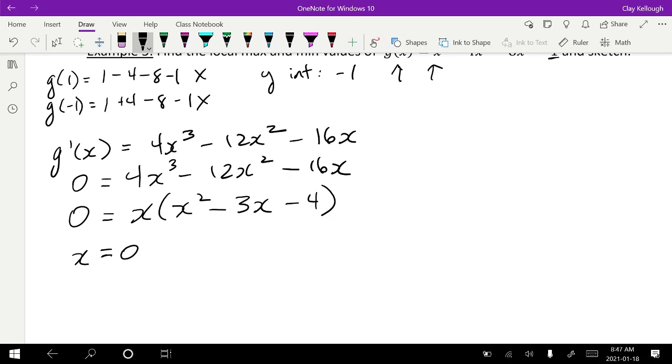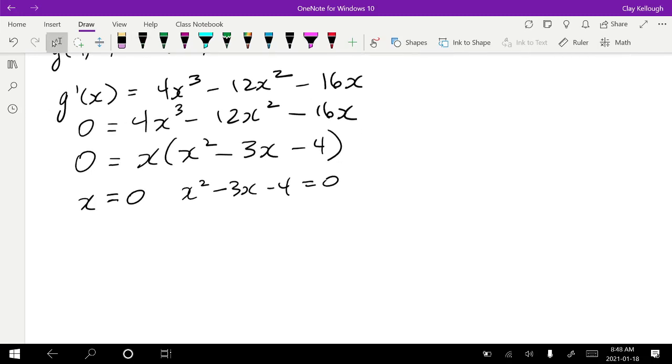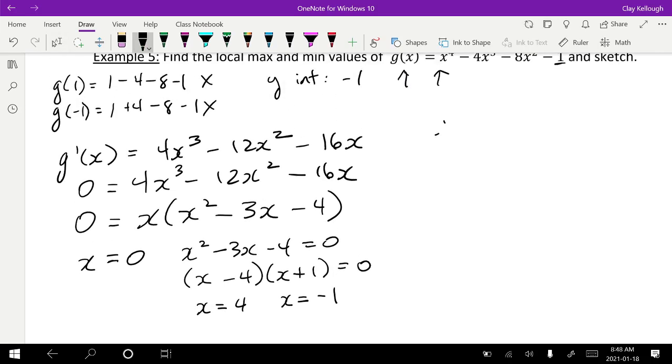All right, now this thing, I believe, factors, right? X squared minus 3x minus 4 equals 0 does factor. If it didn't factor, I'd break out the quadratic formula. All right, but it does. So this is x minus 4 and x plus 1. So there's my other critical values: x is 4, or -1. Okay, so those are my critical values. Let's find the critical points now.